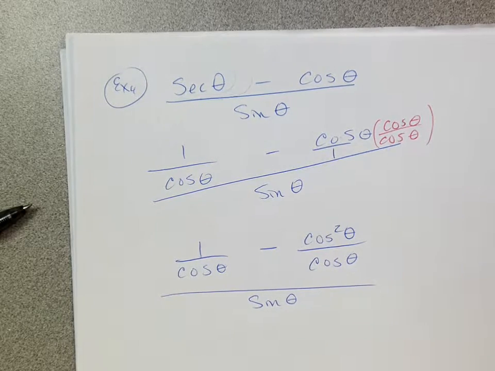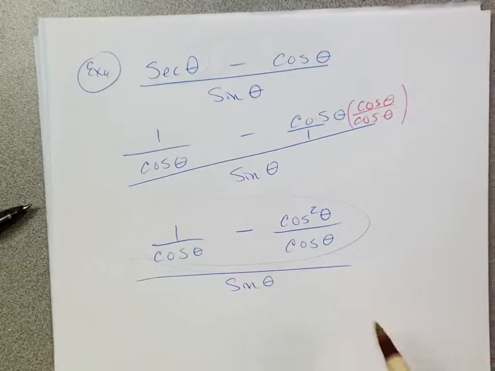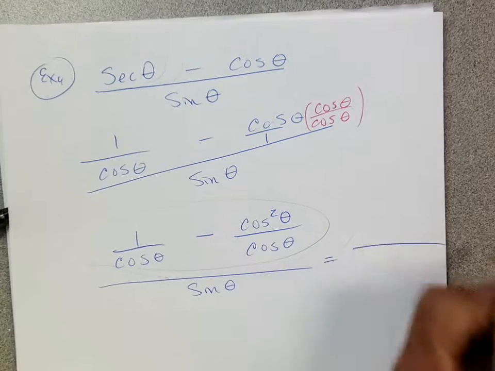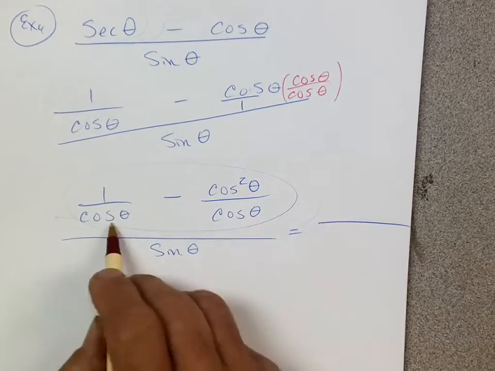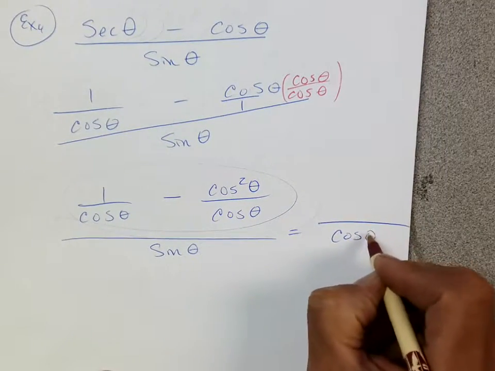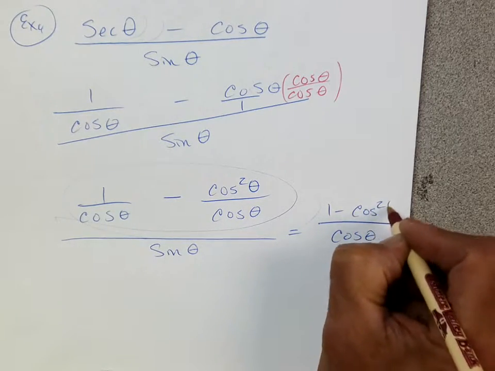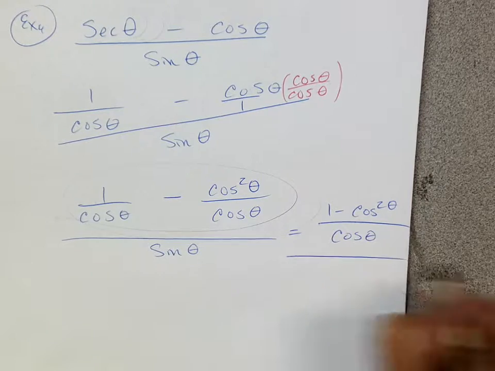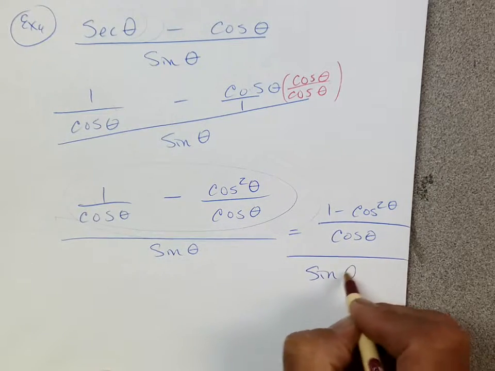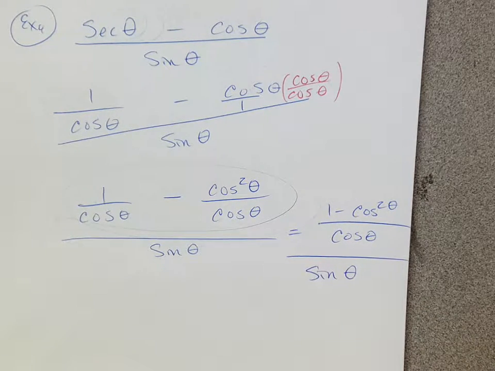Now let's continue with this fraction. It now has a common denominator of cosine of theta. And on top, I'll have 1 minus cosine squared theta. That's all still over sine theta. Oh boy, it's looking complicated, isn't it? Well, let's see if we can do something with this.